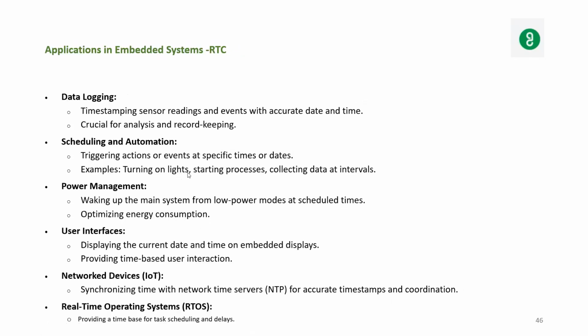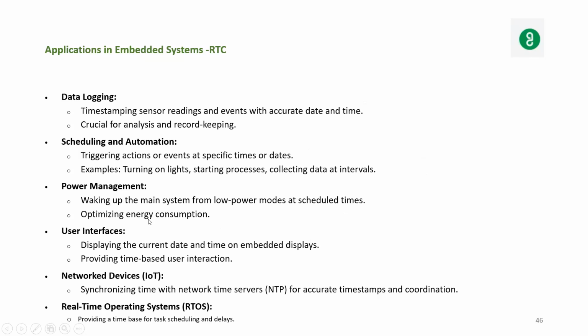The applications are data logging, time mapping of sensor readings and events; accurate date and time are crucial for analysis and record keeping. Next is scheduling and automation. It triggers actions at specific times and dates, for example turning on lights, starting a process, collecting data at intervals. If you are going to collect data at a remote site every 10 seconds, every 1 hour, every 1 day or every 1 month, all this is possible using scheduling and automation.